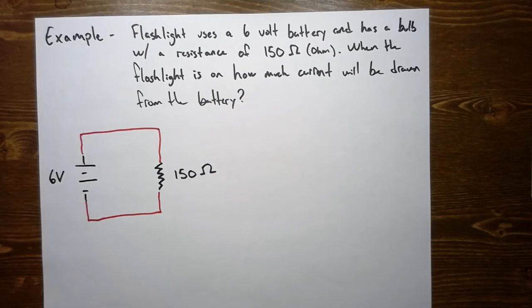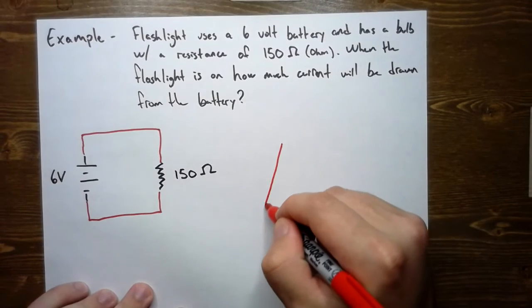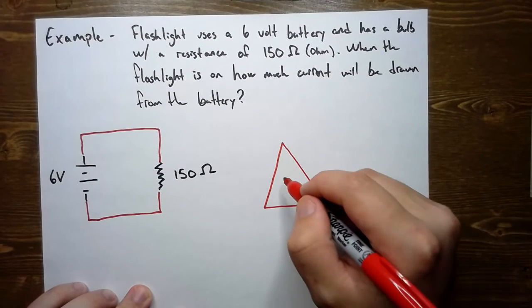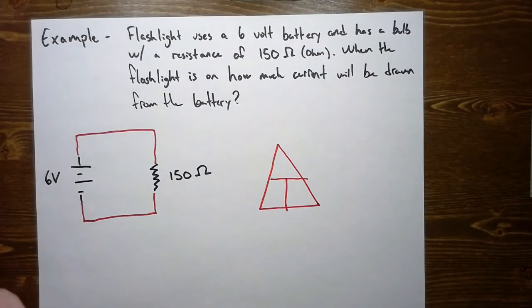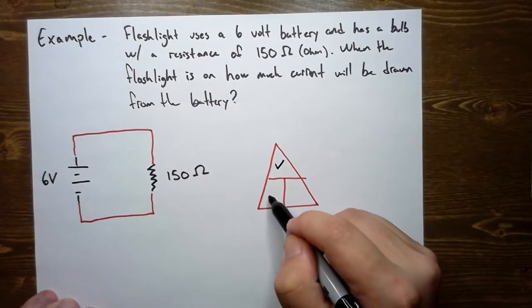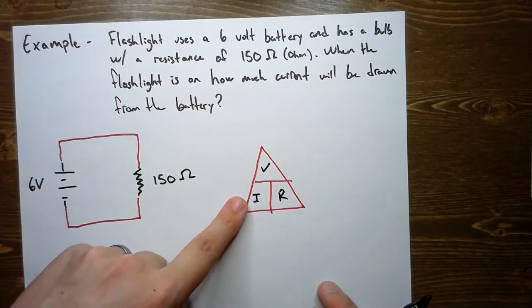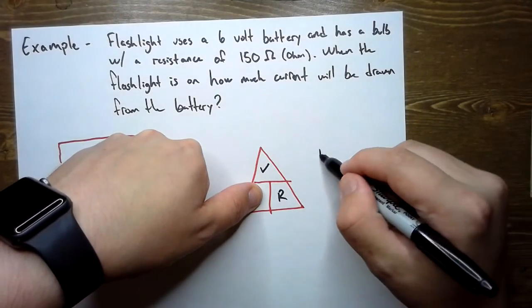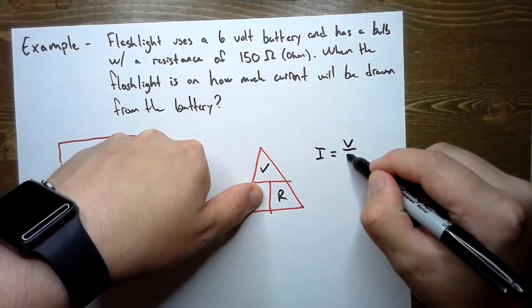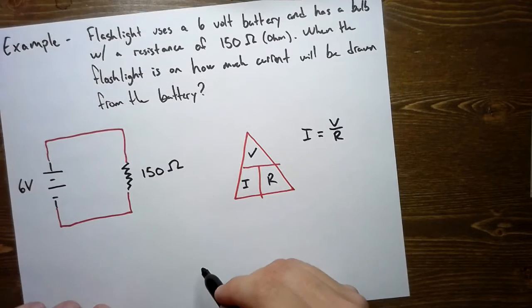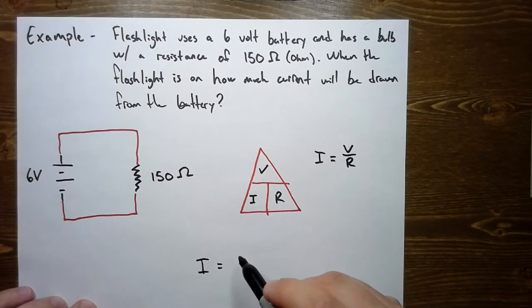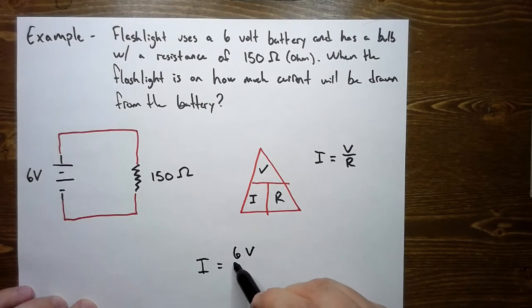From the question, we can see that we're looking for current. So to find current, which is our I, draw my triangle here. We know that V goes at the top, then I, and then R. If I'm looking to find I, cover that with my thumb. So I get I equals V over R. In this case, V is 6 volts, and our R is 150 ohms.